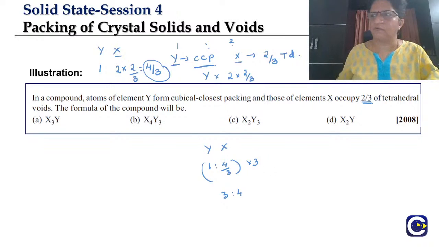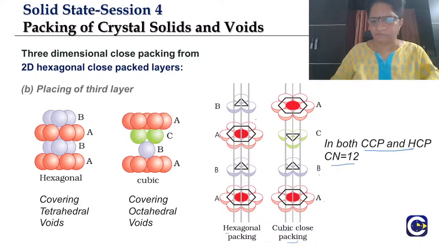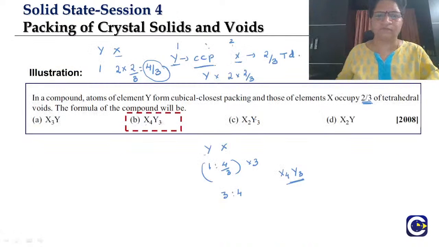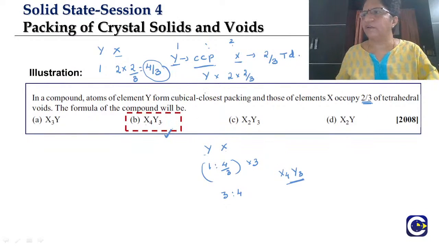So X4Y3. I wrote it as Y and X, but here the options are given with X and Y. Sorry, X and Y. Are you able to understand how we are getting this? X4Y3 is the answer. Understood how we are getting this?